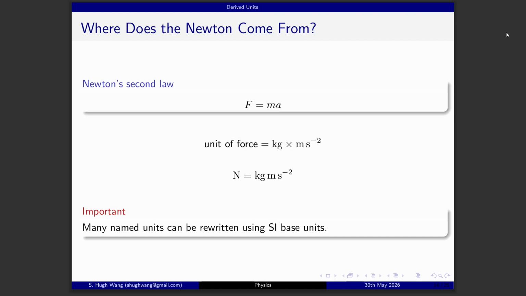So the unit of force is kilogram, kg, times m s^-2. That gives kg m s^-2. We call this unit the Newton, symbol N. So 1 Newton is equal to 1 kilogram meter per second squared. This is an important point. A named unit is often used just as a shorter name for a combination of base units.